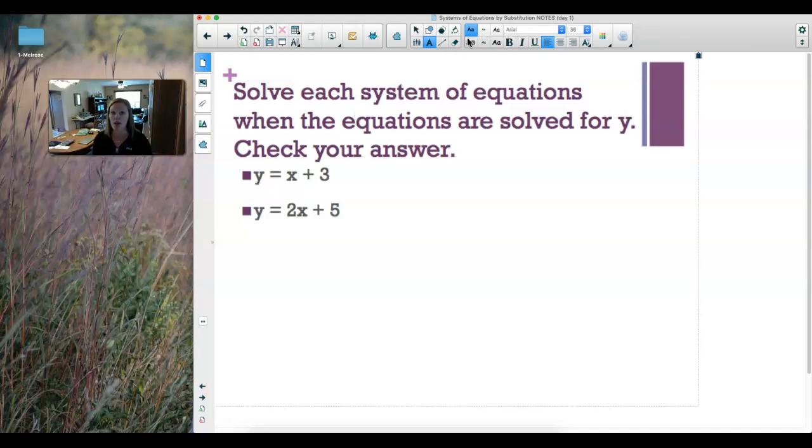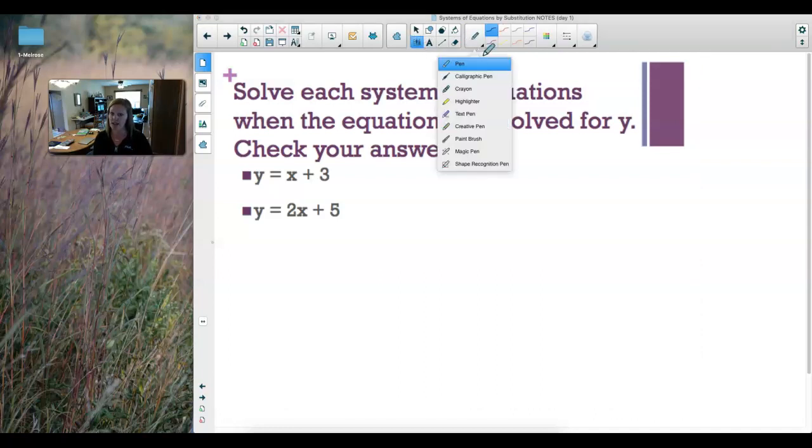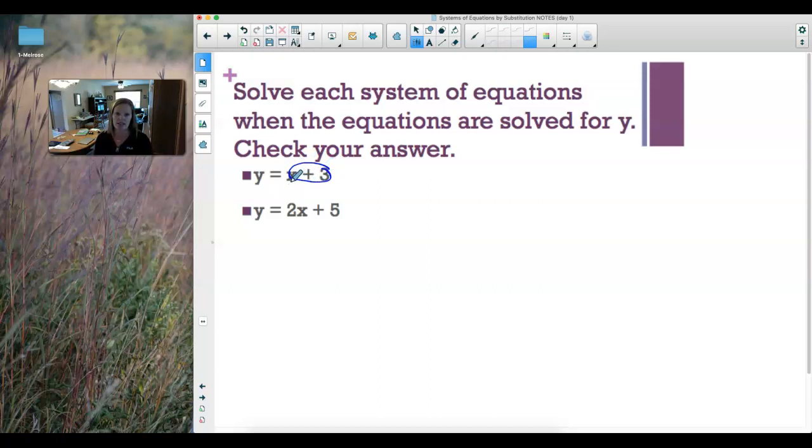In order to do that, we are solving by substitution, and that's exactly what it means. You're substituting a value in. This first equation says y equals x plus 3, and the second equation says y equals 2x plus 5. Let's take the first equation. If this is what y equals, let's substitute that into the second equation for y. So I'm going to rewrite this, and it's going to say x plus 3 equals 2x plus 5.